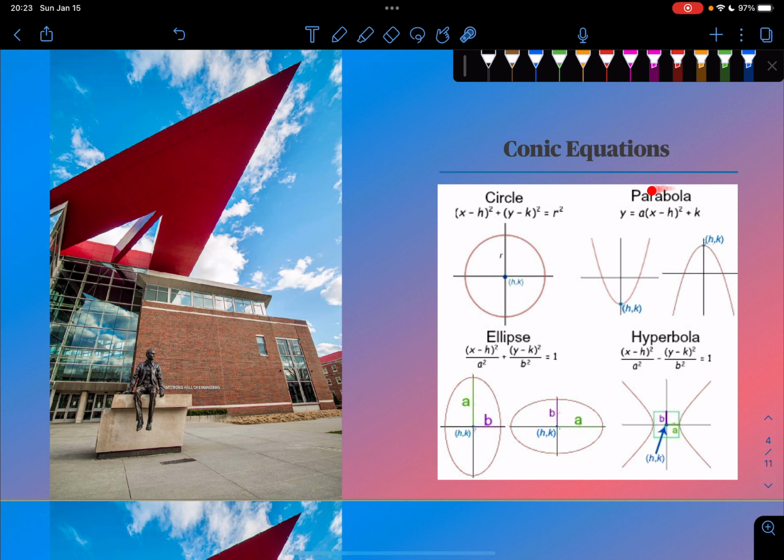And then we have the parabola, right? Everybody knows y equals a(x minus h) squared plus k. The a coefficient tells you how steep the curve is, and then the h is the horizontal shift, and the k is the vertical shift as well. This is a is greater than 0, and this is a is less than 0.